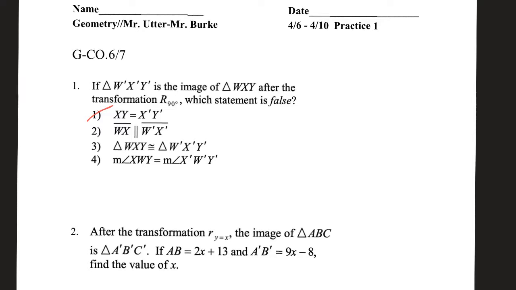Both triangles are congruent to each other. Well, that's true because it did a rigid transformation, so it wasn't dilated, it didn't change any side lengths or anything like that. And then choice 4 is the measure of angle XWY is equal to the measure of angle X prime W prime Y prime. That is also true because again, rigid transformations preserve angle measure as well. So it is choice 2. Get rid of the other ones, and there we go.